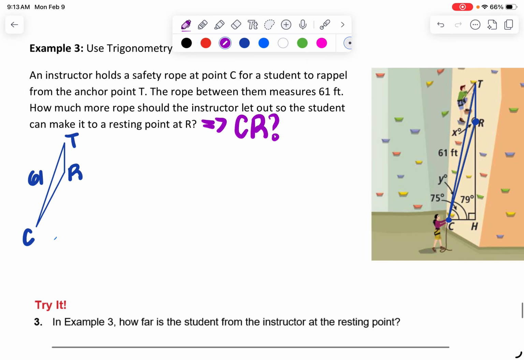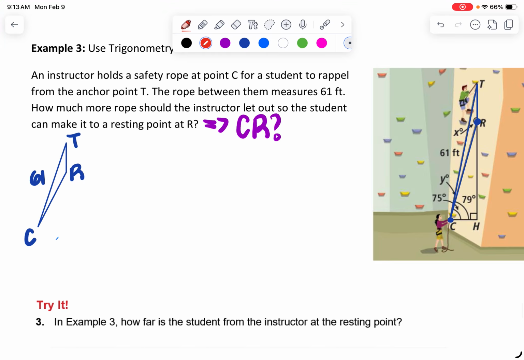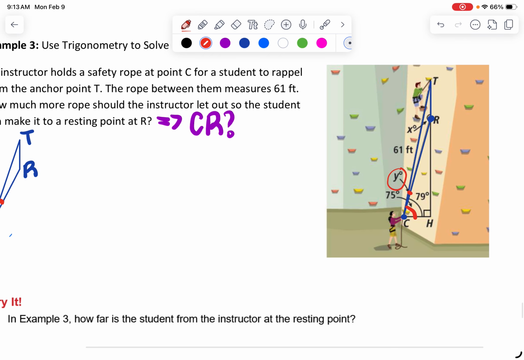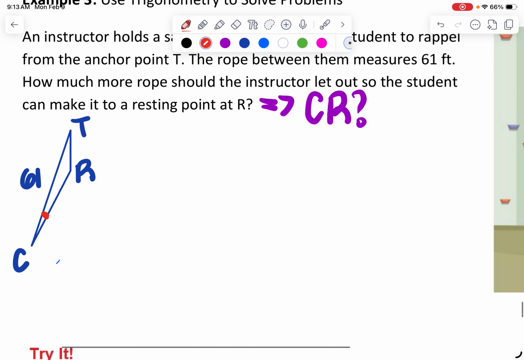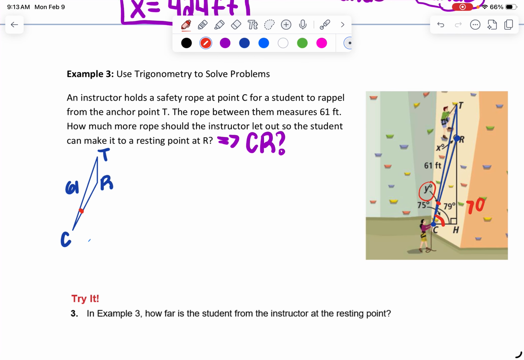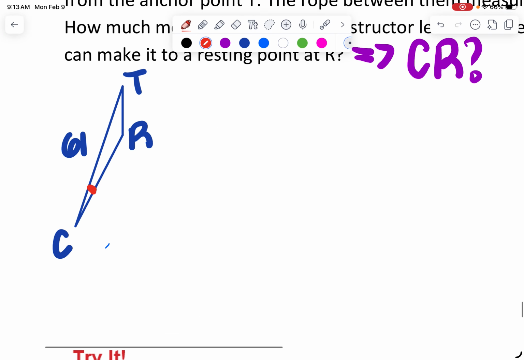The first thing I notice is I can find, and it's very small, this angle Y right here, is this angle right here. And what I see is that the whole thing is 79, and this part down here is 75. So I would just do 79 minus 75, and that would mean this angle right here is 4 degrees.